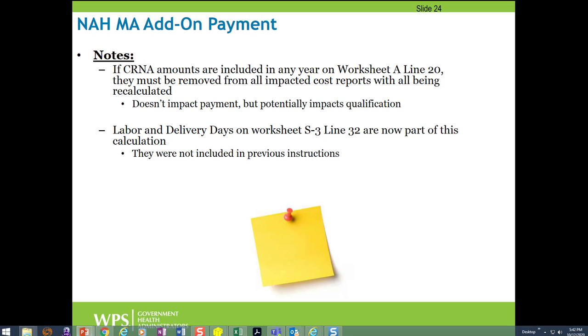The other note here is that labor and delivery days from worksheet S-3, line 32, they're now part of this calculation, and they were not part of any previous calculation. So that's another slight change that's going to be included in this form, and it's included in this change request.